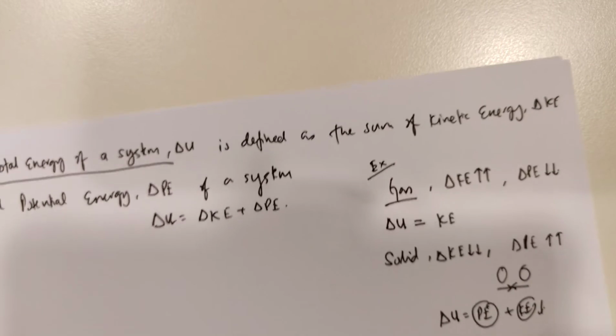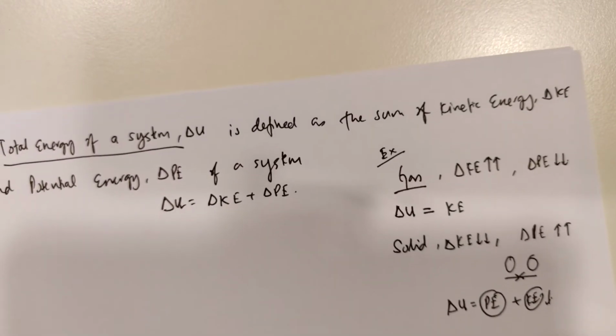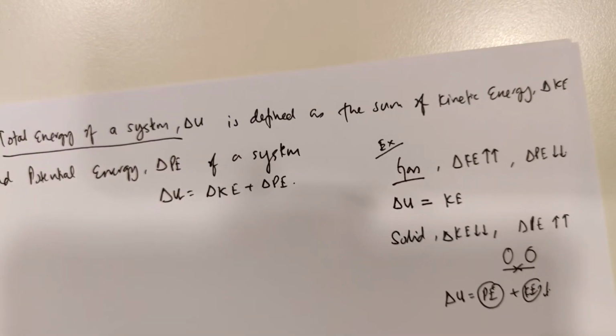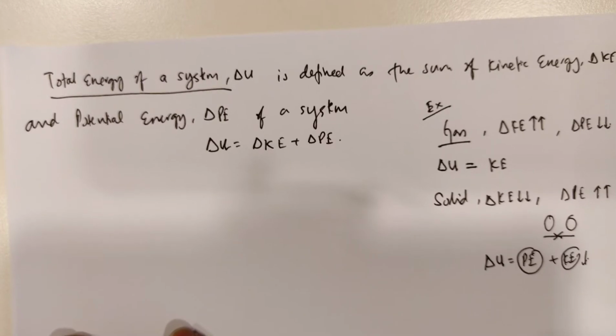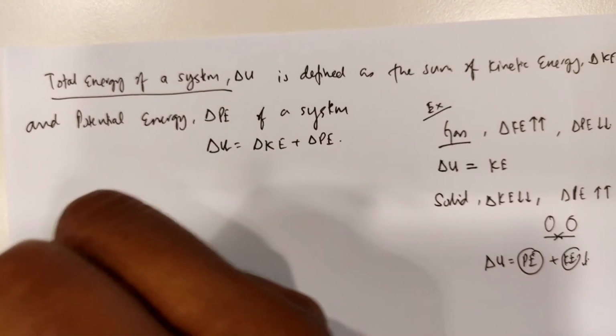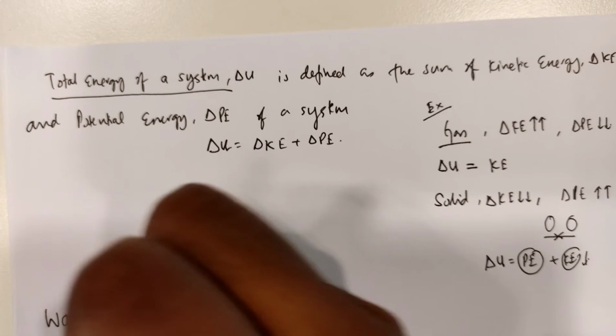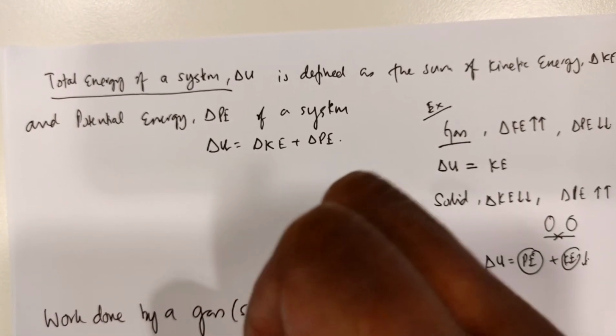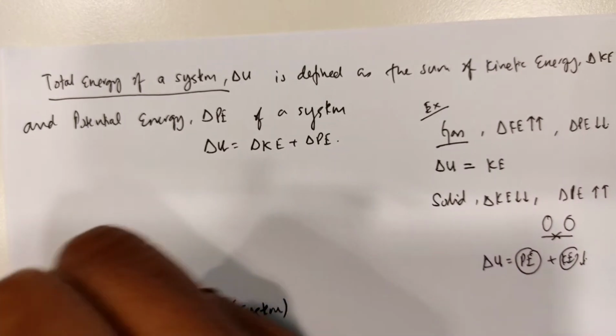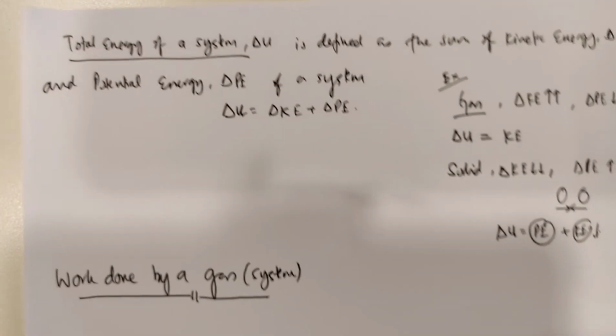So that is how we explain the total energy of a system. Now, the other thing that we're going to look at is the work done by a gas, or a system which is made of gas.